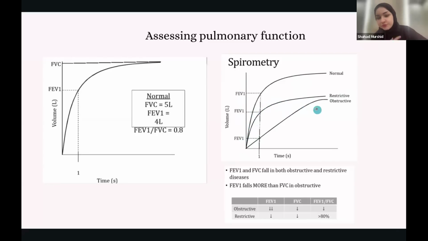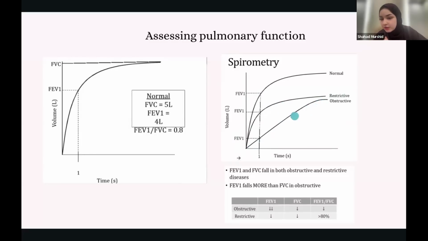However, in obstructive, and another thing to note is restrictive, as I said, they don't have a problem with releasing air. So the only difference is the volume of air. So it looks the exact same as a normal curve. It's just smaller because you have less air. However, in obstructive, the shape itself looks different. So you can automatically identify restrictive and obstructive based on their shape. Restrictive shape looks normal, it's just less air.